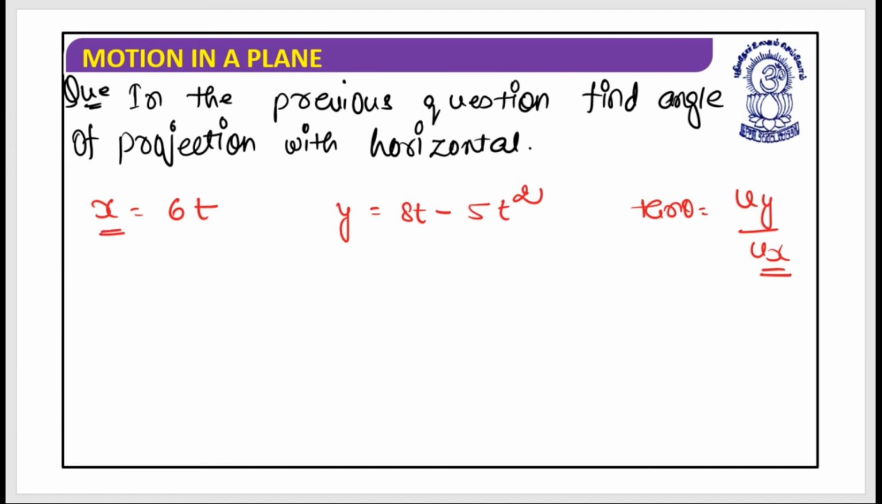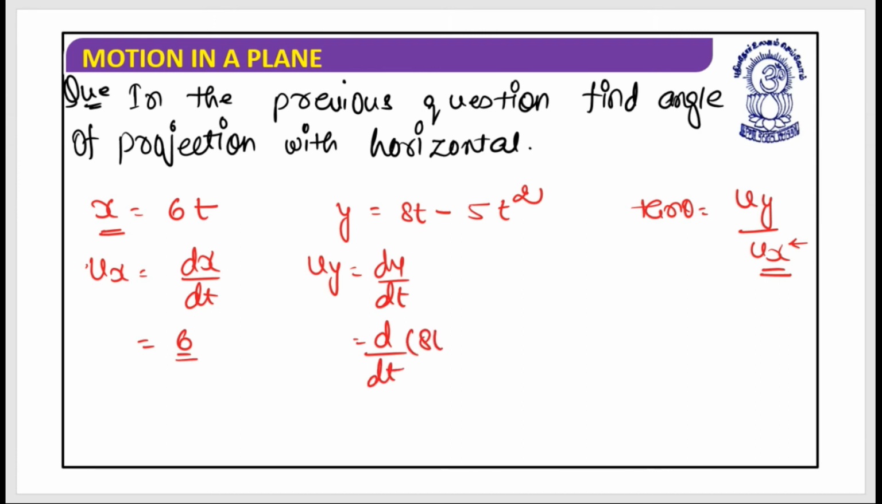So basically you are having x and you require velocity. Displacement is given, velocity is required. How can you do this? Yes, you know that you require help from differentiation. So let's do it. ux is equal to dx by dt, that would be equal to 6. uy is equal to dy by dt, which is d by dt of 8t minus 5t squared. This is equal to 8 minus 10t.